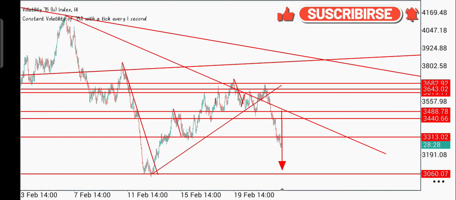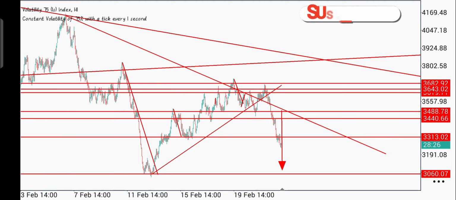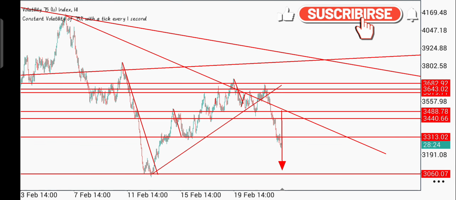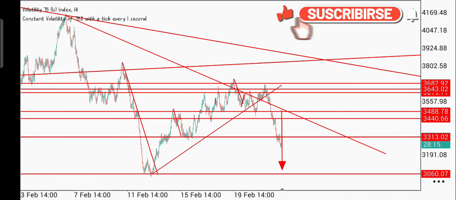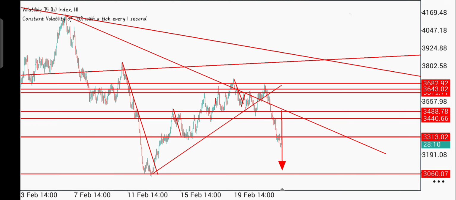I'll be trading synthetic indices because I like trading synthetic indices. The link for the broker is in the description below. I'm using Deriv. They have been around for over 25 years. He's a trusted broker. Okay, so let's dive into the chart.